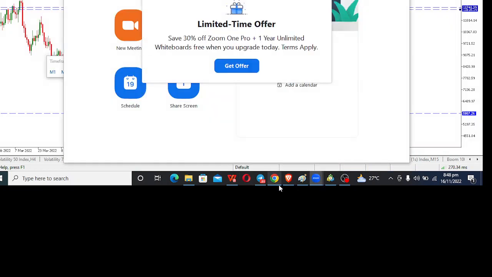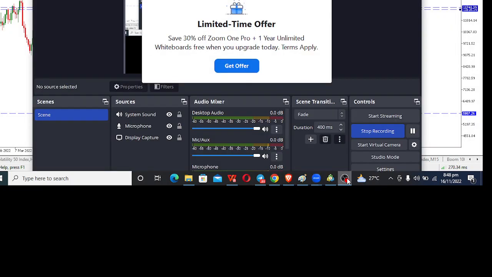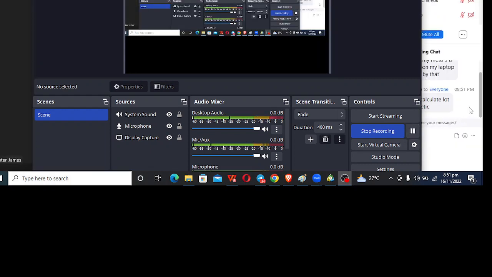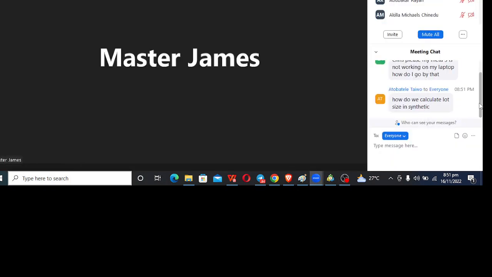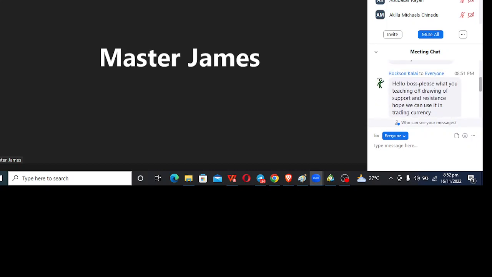Somebody is asking how we calculate the lot size in the synthetic. I'm not really understanding your question, but if you want to get the lot sizes, maybe the minimum or maximum lot sizes, when you click on the pair or the quotes, just go to properties. You would have everything about that particular quote, the minimum lots, the maximum lots, everything will be there for you to read and understand.